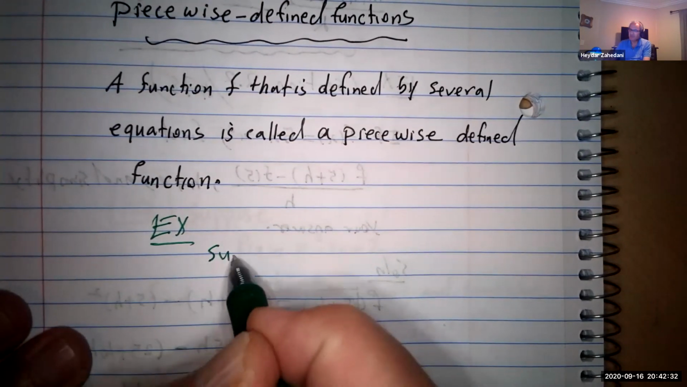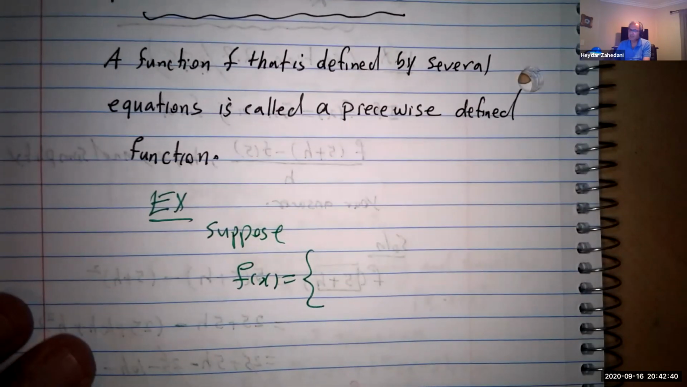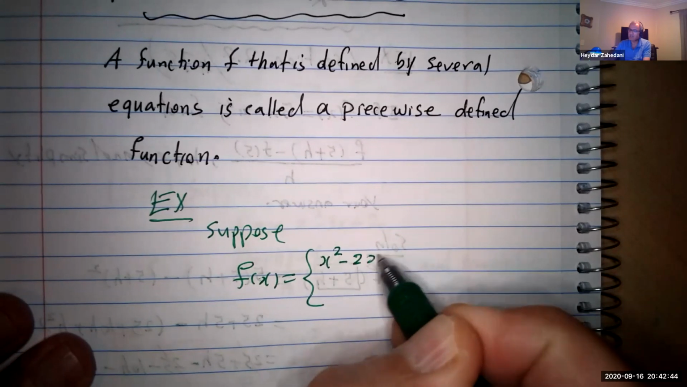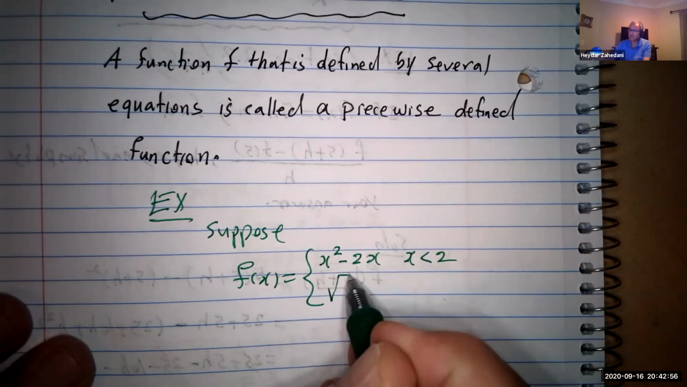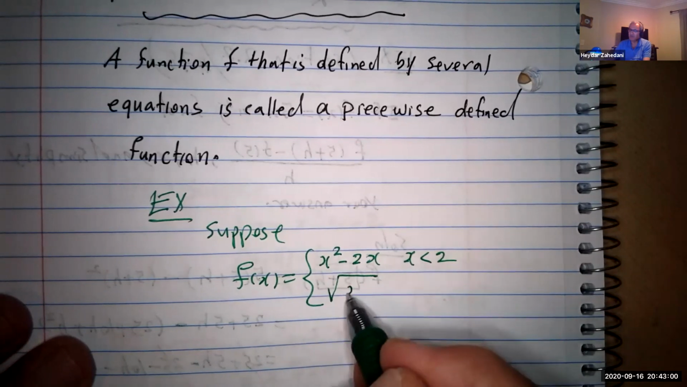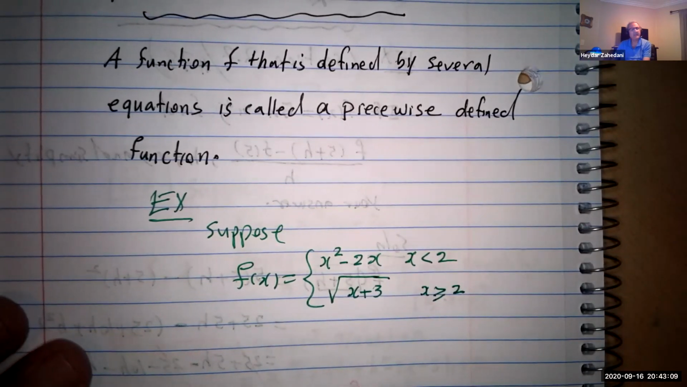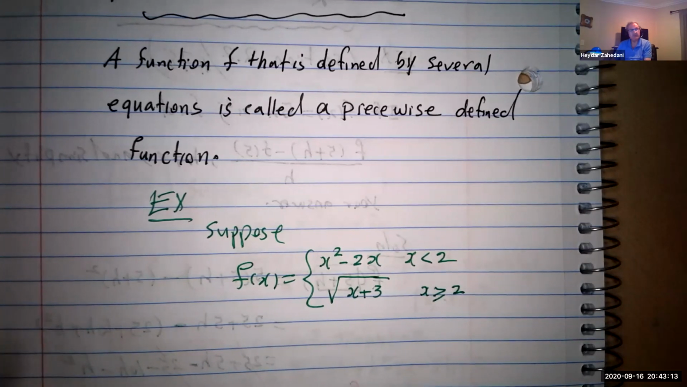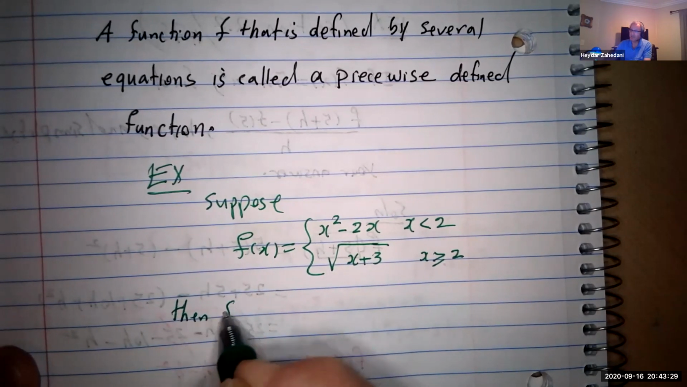Consider this function. Suppose f of x is equal to x squared minus 2x when x is less than 2, but it's going to be defined by a square root of x plus 3 when x is greater than or equal to 2. So your function is defined by two equations, the first one and the second one. This is the number line. If this is the case, then f is a piecewise defined function.